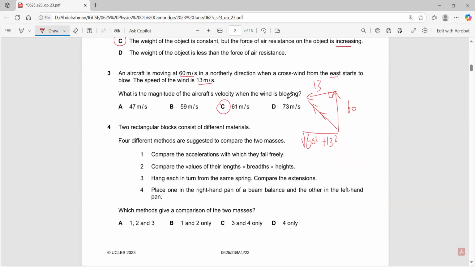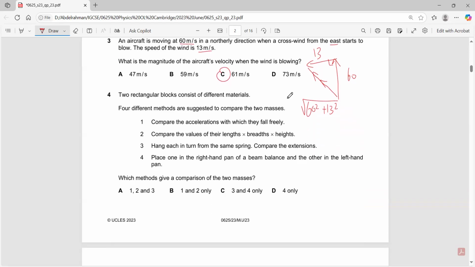Two rectangular blocks consist of different materials. Four different methods are used or suggested to compare the masses. Let's check out these methods. Compare the accelerations with which they fall freely. If they have different masses or equal masses or whatever, would the acceleration with which they fall differ? No, the acceleration would be the same. Why? Because if you ignore air resistance, they would fall with the same acceleration and hit the ground with the same speed. So one is wrong.